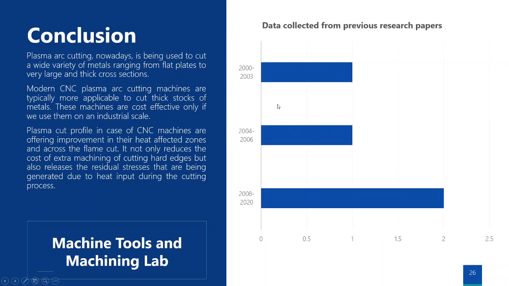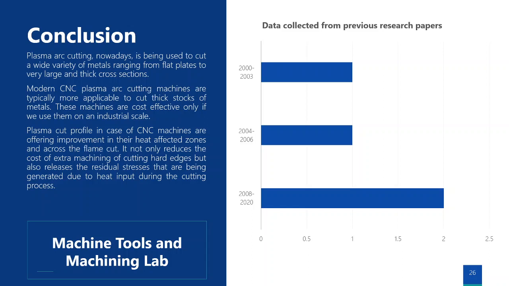So this is the end of our presentation, and we can conclude by saying that plasma cutting nowadays is being used to cut a wide variety of materials, ranging from flat plates to very large and thick cross sections. Modern CNC plasma cutting machines are typically more applicable to cutting thick stocks of metal. These machines are cost effective only if we use them on an industrial scale.